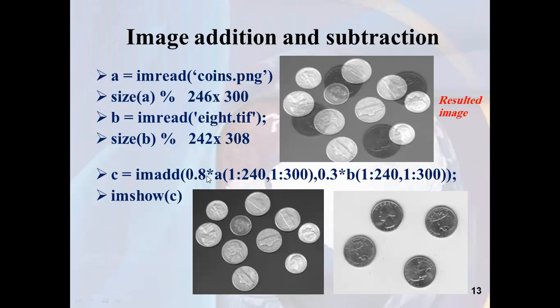You can use 0.5, 0.6, 1.2, 0.1, etc. And every time you can obtain a resultant image, and you can see the difference or the effect of these two numbers when you multiply each matrix or each image by a constant. What is this effect on the addition of these two images?